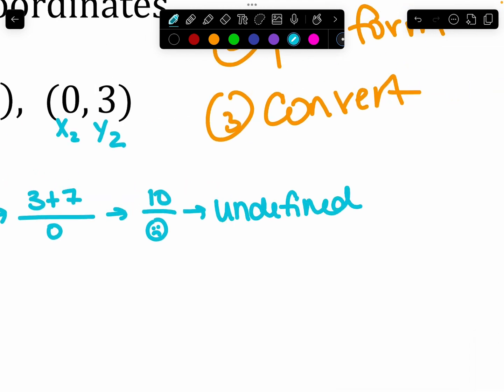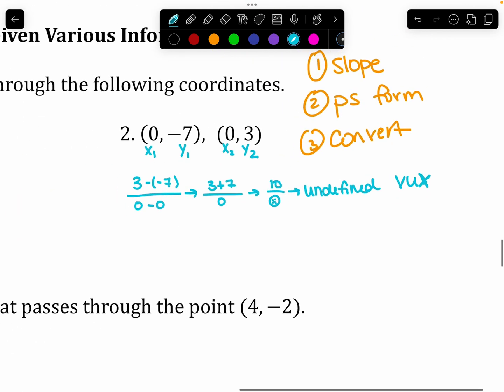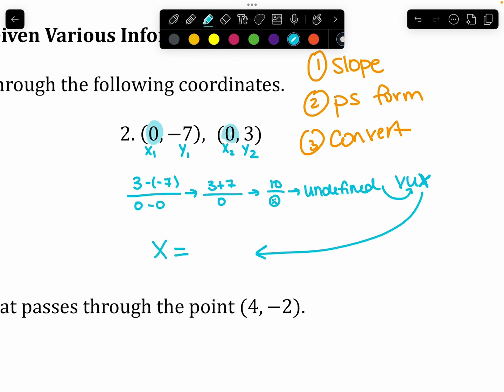The only time we can have an undefined slope is if we have a Vux graph, okay? Because it is Vux, I know that my equation, remember undefined is this, so my equation has to be x equals. And then if you look at the x value in both of your coordinates, they're both 0. So it's just going to be x equals 0.